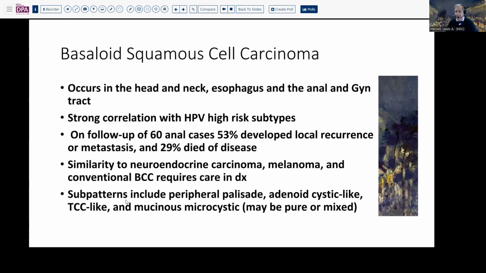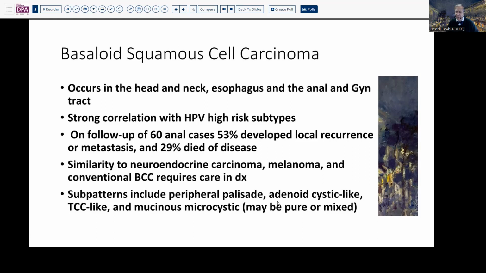Now, there are some histologic variants, some patterns that can be seen in this, either predominantly or as part of a mixed component. And that includes the peripheral palisading pattern that we've seen here, a more adenoid cystic-like tumor, perhaps related to that CYLD mutant variety, transitional cell carcinoma-like pattern, as well as a mucinous microcystic, which may be partly related to that adenoid cystic component as well. So be aware of those various other patterns as possible considerations as well.